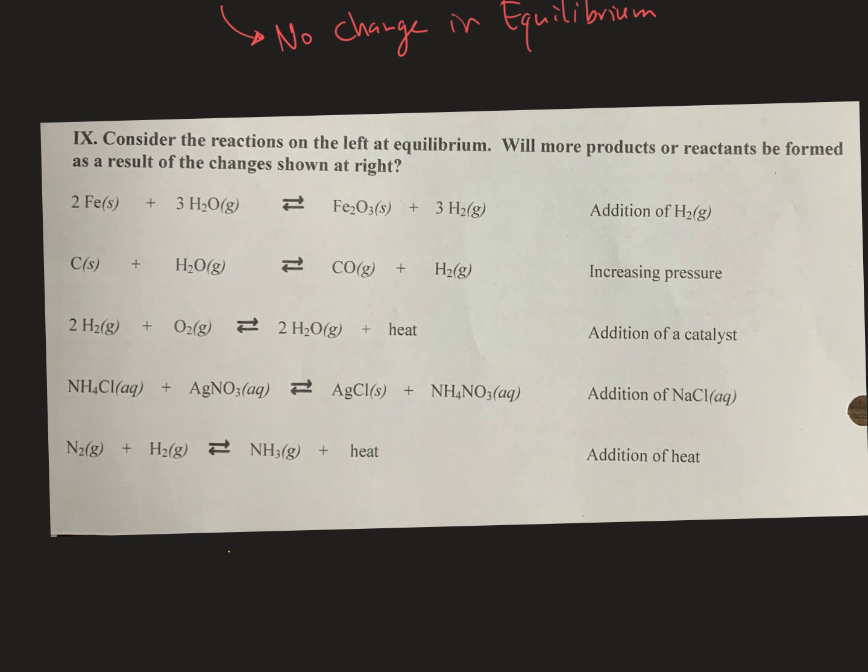Okay. So consider the reactions on the left at equilibrium. Will more products or more reactants be formed as a result of a change as shown on the right? So on the first reaction, we have addition of hydrogen gas. Make a prediction on which way you think it'll shift the reaction, toward the reactants or toward the products? Think about that.